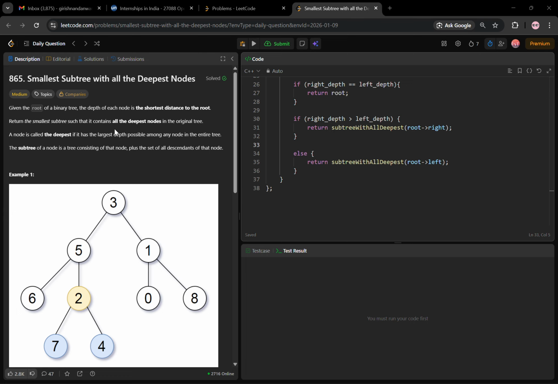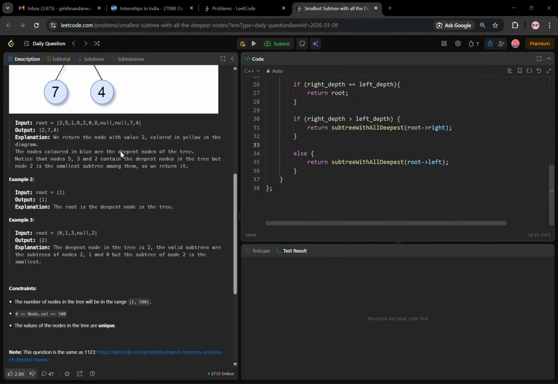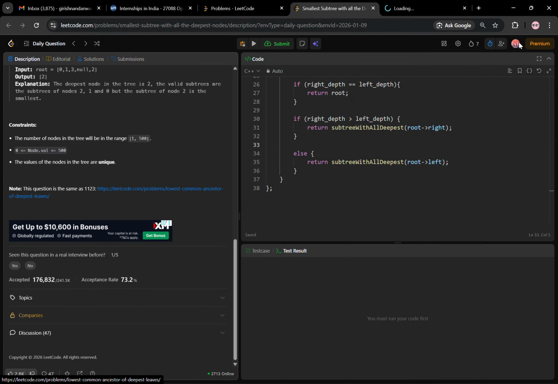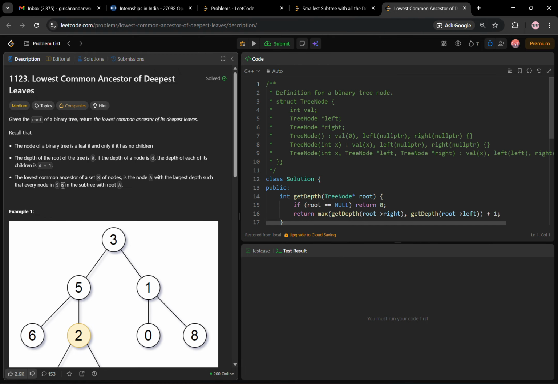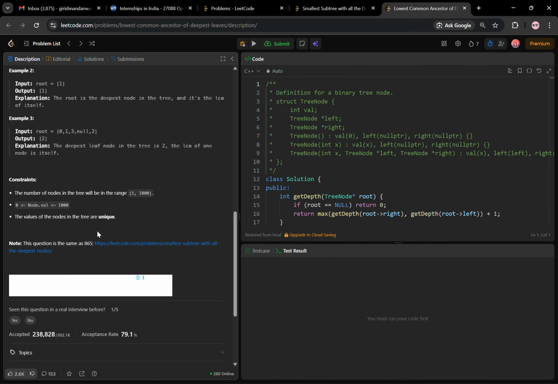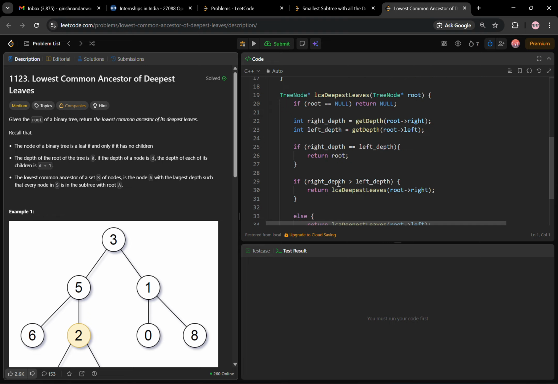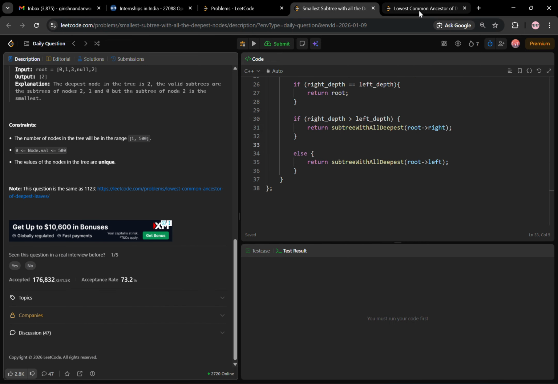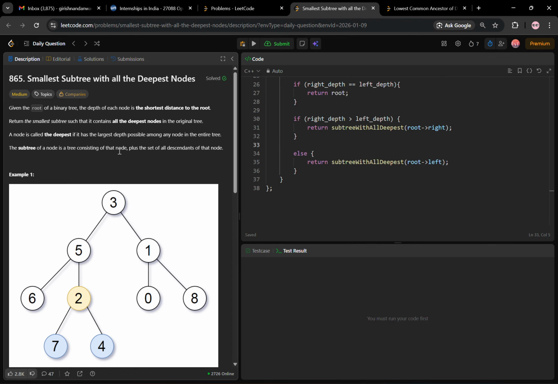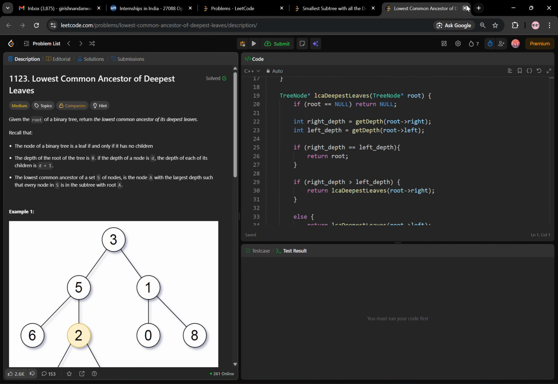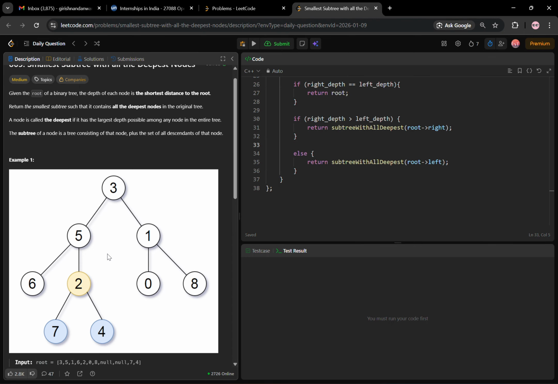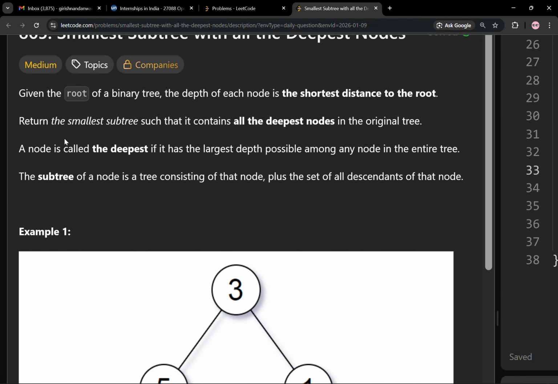Hello guys, today we will see the Leetcode problem number 865, the smallest subtree with all the deepest nodes. It is a similar problem to the lowest common ancestor, which is also available on Leetcode. So if you have the solution for this problem, both problems have the same solution and the same approaches. Okay. So let's see what the problem says to us.